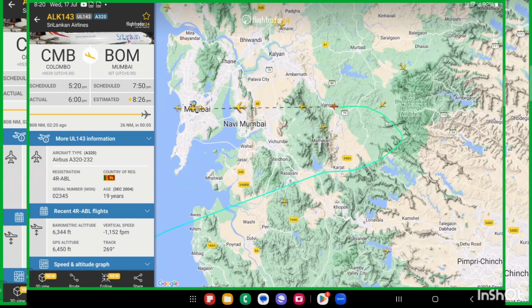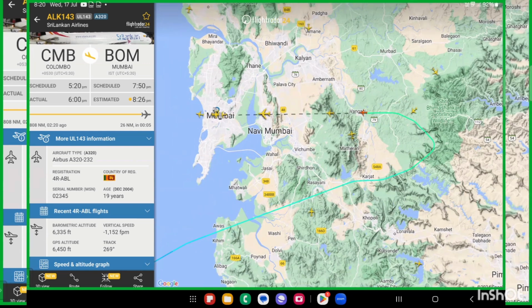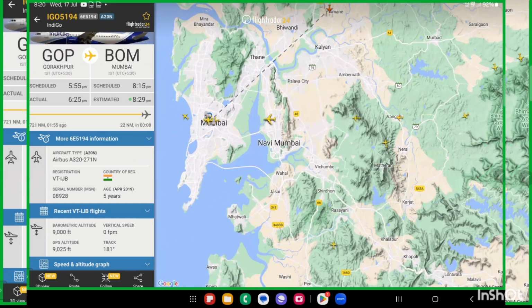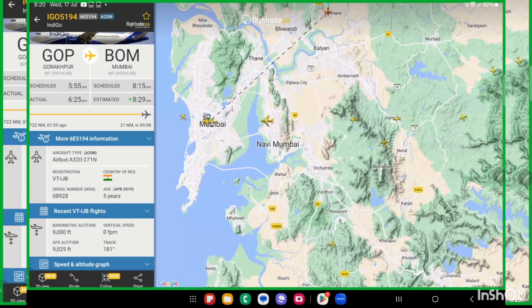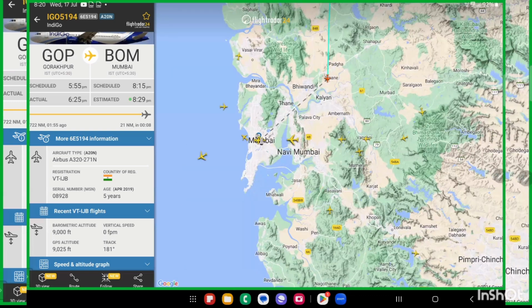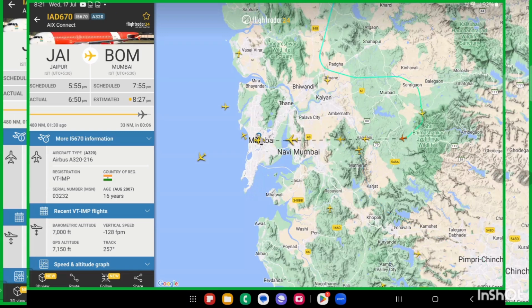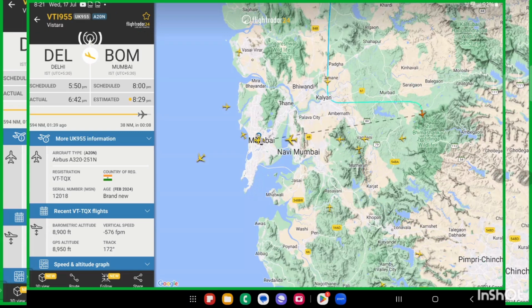Now this approach control service guy also has a lot of jobs. He has to see so many aircraft. See, this aircraft is also coming here. Now he has to make sure that he goes somewhere. There is one more aircraft going to Jaipur, and this is another aircraft, Mumbai to Jaipur. Now he's been sequenced. Behind him, this is Delhi to Bombay. He's been sequenced. So all this job is done by the approach control.